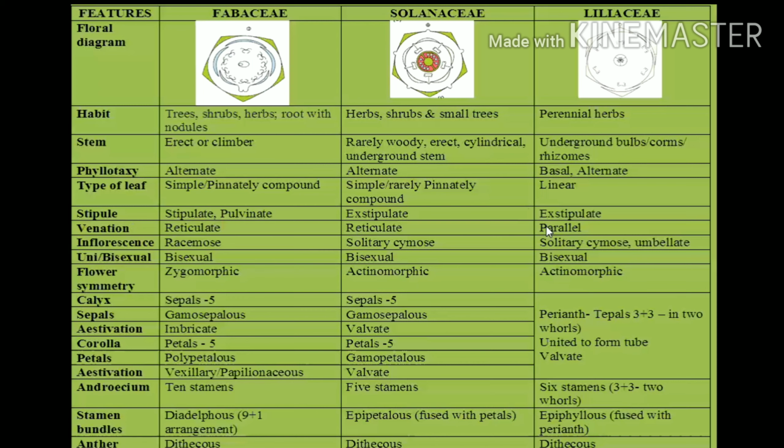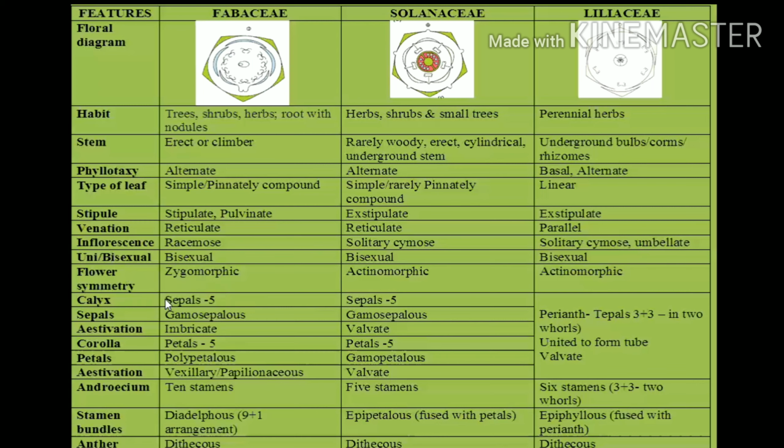parallel venation. Inflorescence, Fabaceae, they show racemose inflorescence. In case of Solanaceae, it is solitary cymose type, and Liliaceae, it is also the same, but umbellate type is also seen. Moving on to the sexes of the flower, all the three families have bisexual flowers, and the flower symmetry in Solanaceae and Liliaceae, they are actinomorphic, whereas in Fabaceae, they are zygomorphic.